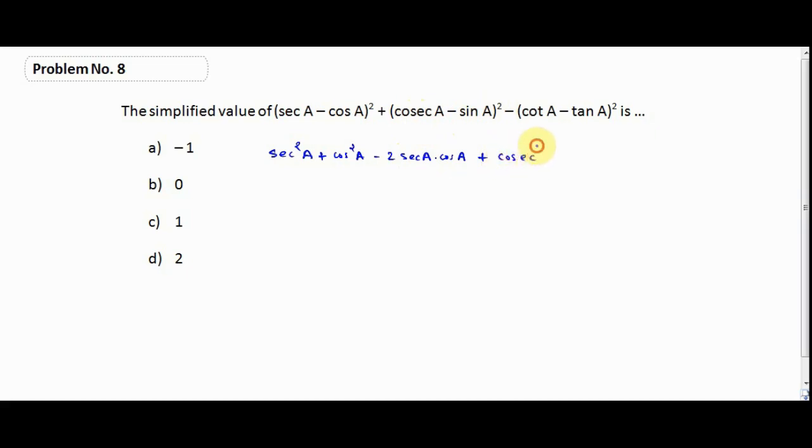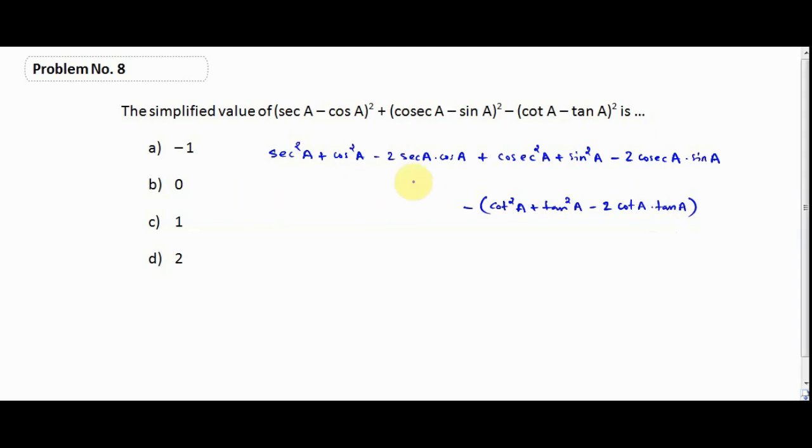So what we get is cosec square A plus sin square A minus 2 into cosec A into sin A. Then minus, let's expand the third term. When you do that, we get it as cot square A plus tan square A minus 2 cot A into tan A. Now here we have sec A into cos A, that will reduce to 1. Here we have cosec A into sin A, that too will become 1. Here we have cot A into tan A, that also will be 1.